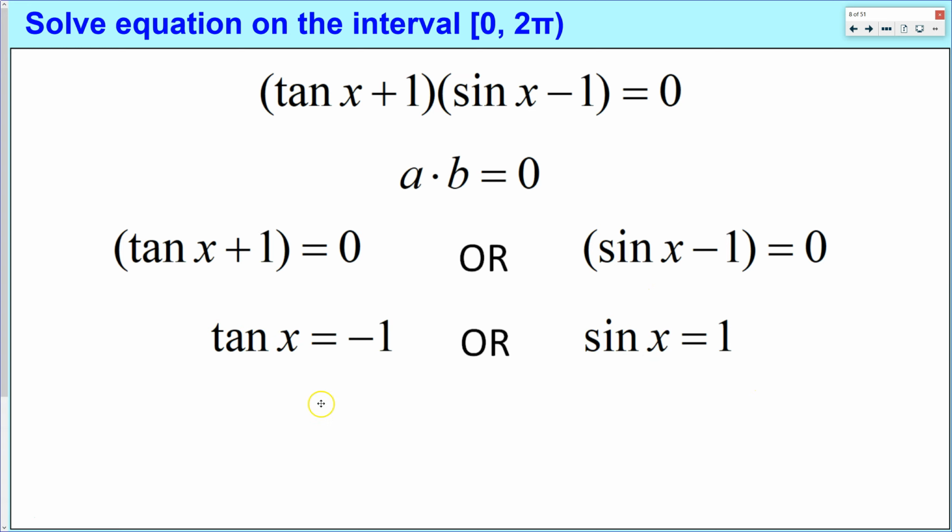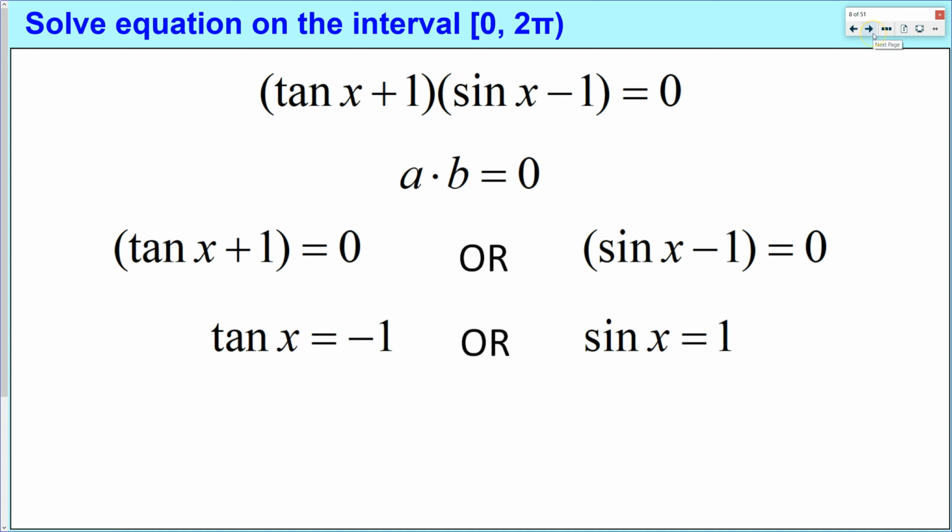This one requires a little bit more thinking. What angles have a tangent value of -1? Well, remember that if the tangent value is 1 or -1, that means that the legs of the triangle are the same size, which means that's happening at pi/4 increments. And in order for a tangent value to be negative, that's going to happen in either quadrant 2 or quadrant 4. Quadrant 1 and 3 are positive.